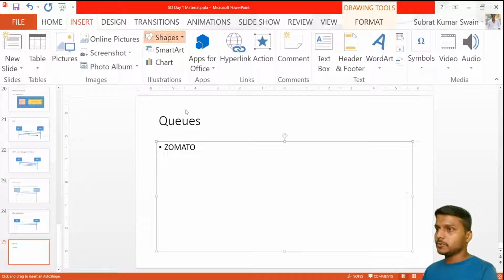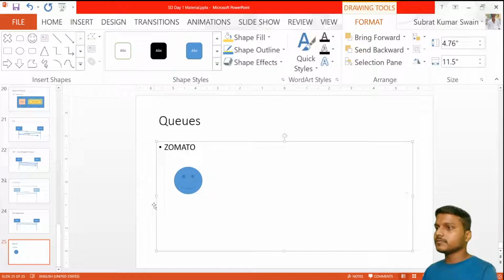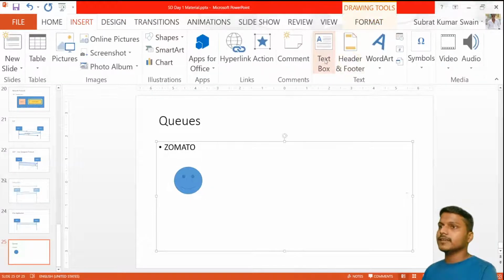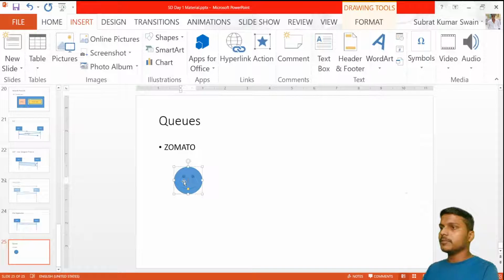So I want to bring in a user here. How to bring the user? I will use this one as the user. This is the user, or maybe the customer. That is whatever you write.